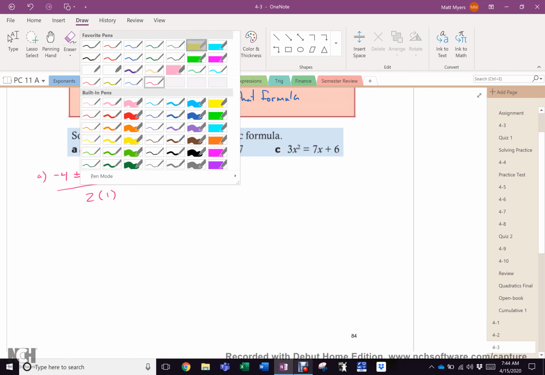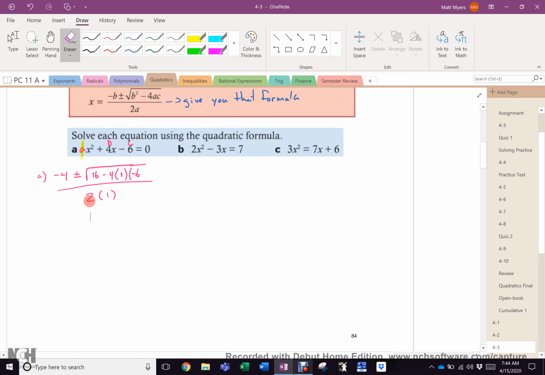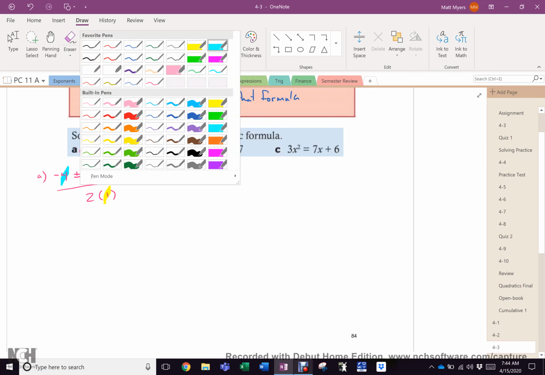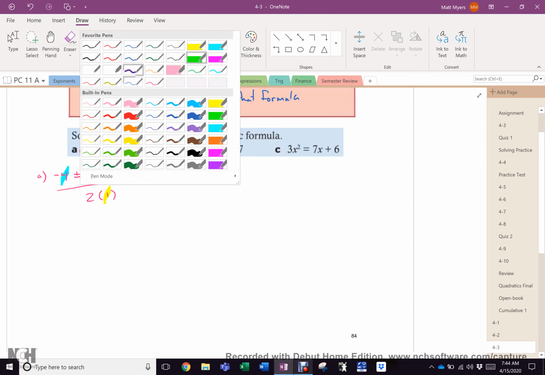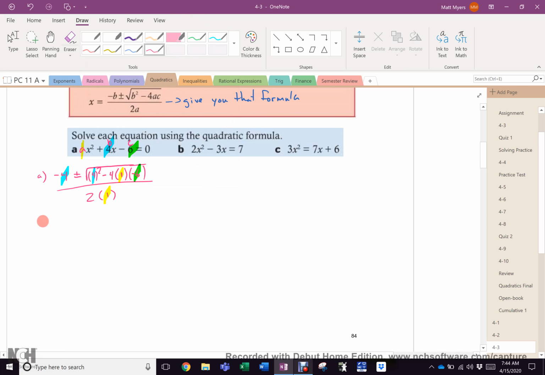So I'm going to do that again with the highlighting. A, B squared, B. I should have written 4 squared, because that is B, and then C. Sorry there, guys. And then I just do the answer. Negative 4 plus or minus the square root of 4 squared is 16. Negative 4 times 1 is negative 4 times negative 6 is positive 24 over 2. Negative 4 plus or minus the root of 40 over 2.